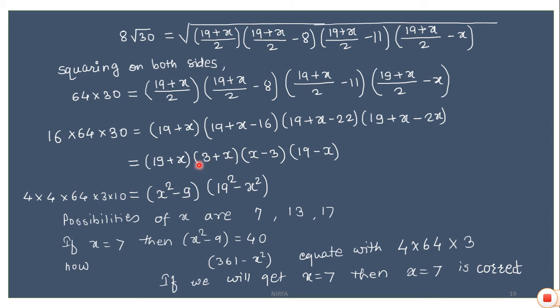It is x plus 3, x minus 3. So may I write x square minus 9. Here also in the first and last bracket they are factors. Therefore I can write 19 square minus x square. And the left hand side I can write purposely like this: 16 can be written as 4 into 4, 64 keeping as it is, and 30 can be written as 3 into 10. Now this is an equation having x square into x square, these two brackets.